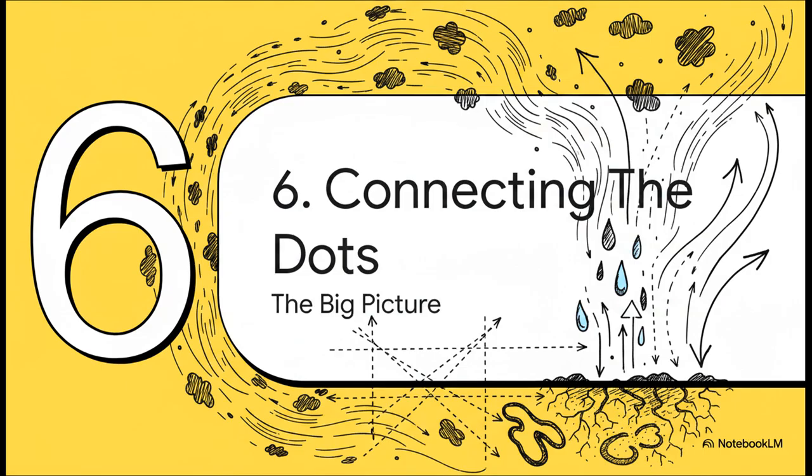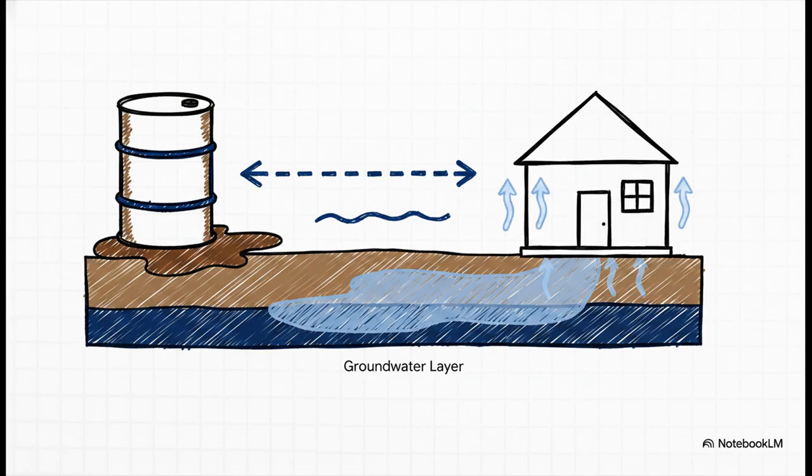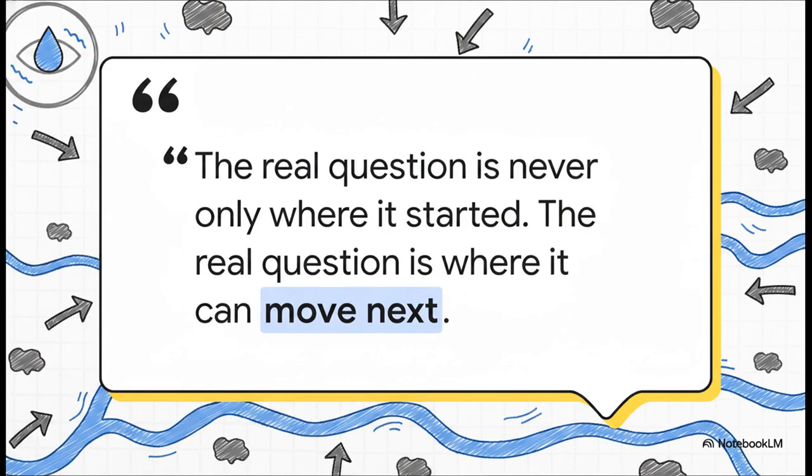So what's the big takeaway here? What does it all mean? The single most important thing to remember from all of this is that our environment isn't a bunch of separate boxes. It's all connected. A spill at a local business can seep into the soil, which can travel into our drinking water, and can then rise up into the air we breathe in our homes. It's one big system.